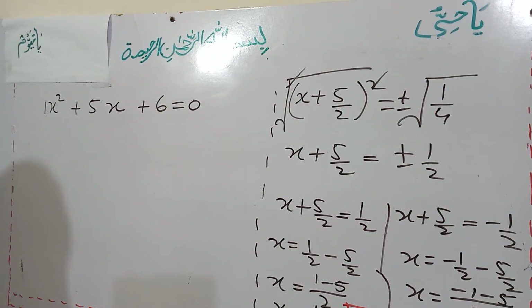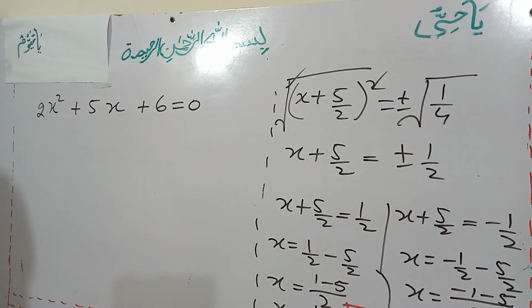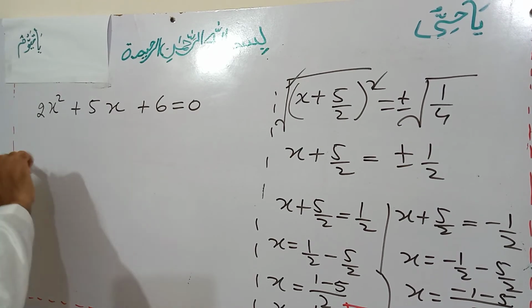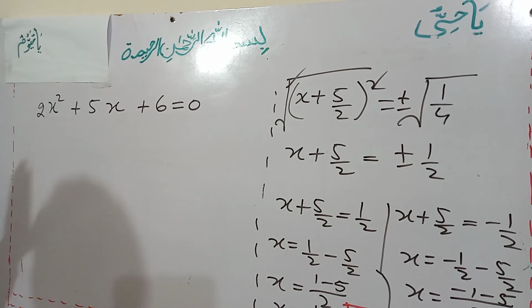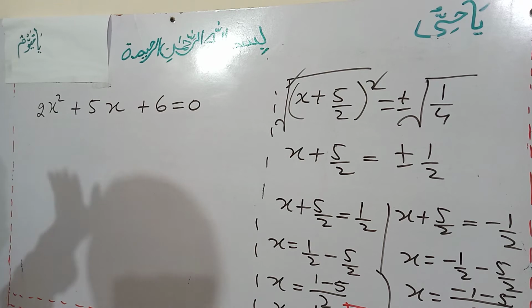Now if we write this equation as 2x² + 5x + 6 = 0, here we cannot use the middle term breakage, because the product of the two extremes is 12. So there is no factor pair of 12 which has the sum 5. So apply here the completing square method.